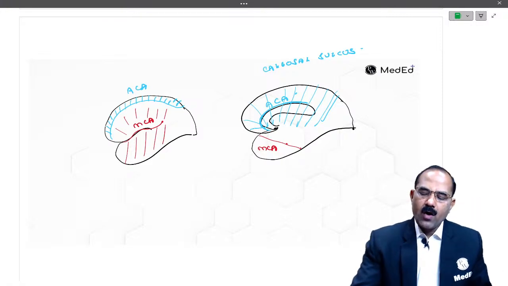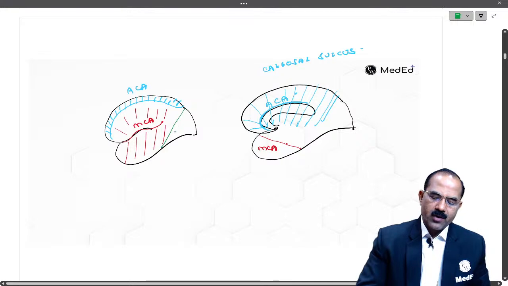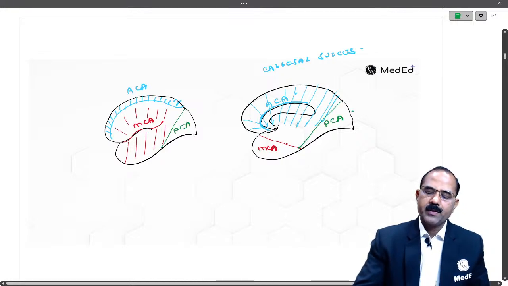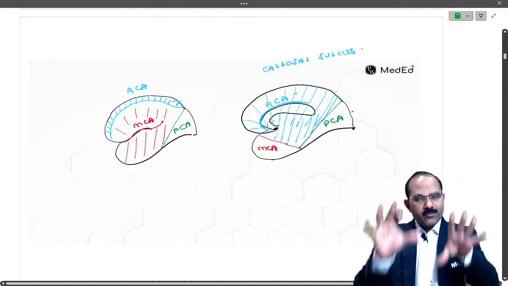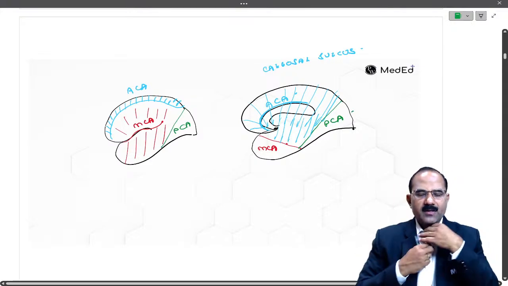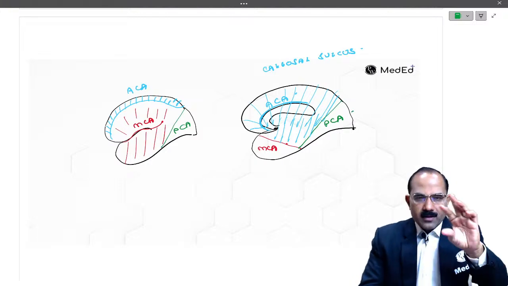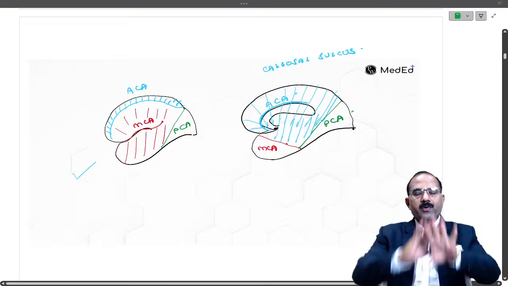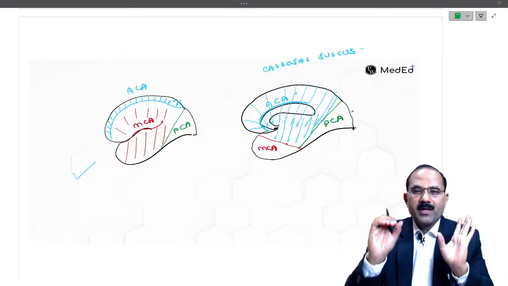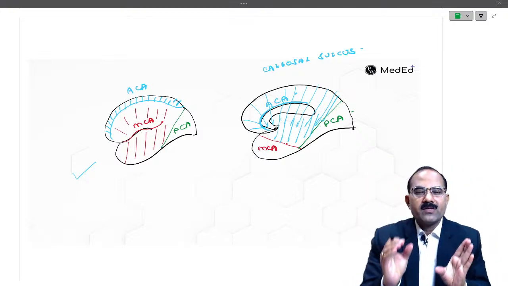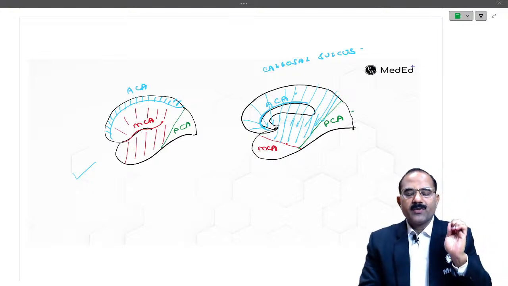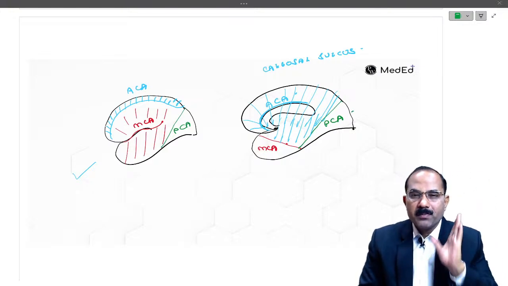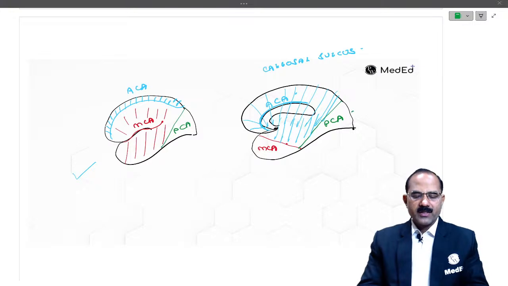Clear? And the occipital lobe is supplied by whom? The occipital lobe is supplied by the posterior cerebral artery. Just remember this. This diagram you have to draw and label. If the blood supply of the supralateral surface of the brain comes, this is the slide that you have to draw. The major part of the supralateral surface is supplied by the middle cerebral artery. A small strip is supplied by the anterior cerebral artery, and the visual cortex is supplied by the posterior cerebral artery. Perfect?